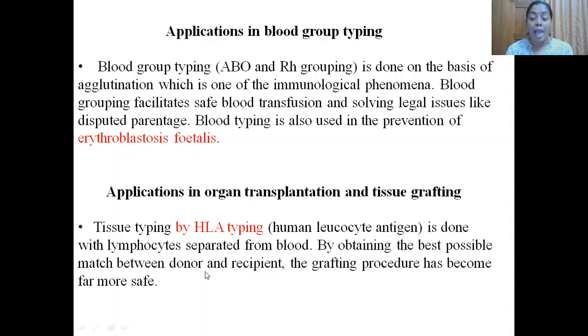Next, applications in blood group typing. നമുക്ക് ബ്ലഡ് ഗ്രൂപ്പ് അറിയണം. ഇതിനു വേണ്ടിയിട്ട് നമ്മൾ ഒരു ബ്ലഡ് ട്രാൻസ്ഫ്യൂഷൻ ചെയ്യുമ്പോൾ നമുക്ക് ഡോണറിന്റെയും റിസീപ്പിയന്റെ ബ്ലഡ് അറിഞ്ഞിരിക്കണം. അതിനു വേണ്ടിയിട്ട് നമ്മൾ വി ടൈപ്പ് ദ blood group, that is whether it is AB or O or RH positive or negative. It is also used to solve legal issues and also to prevent diseases like erythroblastosis fetalis of the newborn.